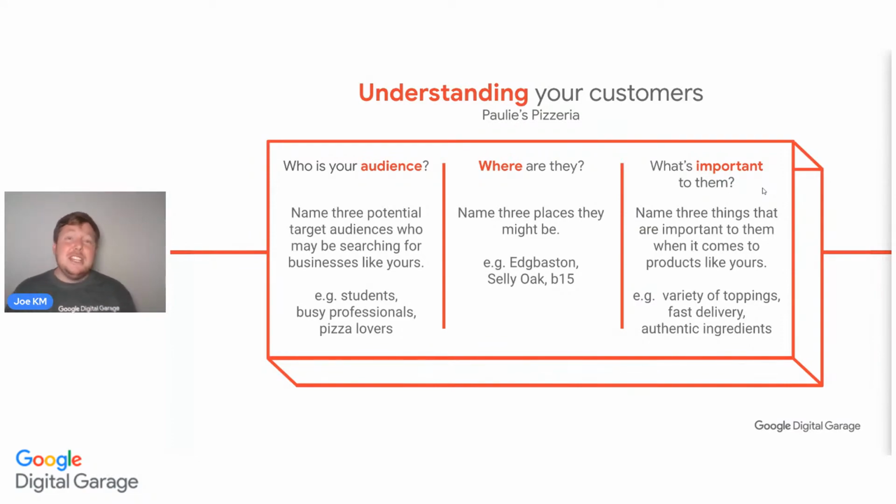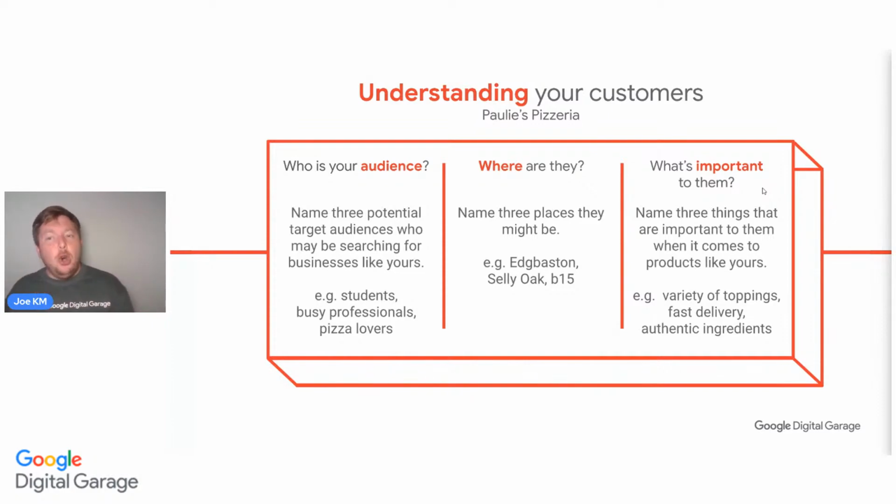So all of a sudden, here's three audiences. And we've not even talked about families, single individuals, football lovers. There's a world to look at. So the three we're going to base this on are students, busy professionals, and pizza lovers. Where are they searching? They're searching in Edgbaston, in Selly Oak, and B15, because that's the postcode. So straight away, we've started to consider who they are and where they are.